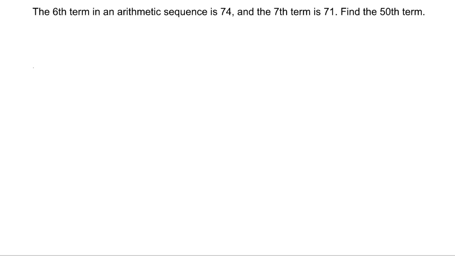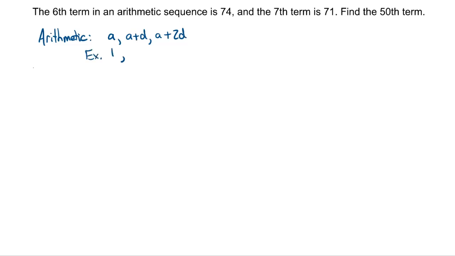This question says the 6th term in an arithmetic sequence is 74 and the 7th term is 71. Find the 50th term. So the first thing we have to do is recognize this is an arithmetic sequence. An arithmetic sequence means that it's a type of sequence where you have some starting value and you are adding a difference to that every time.